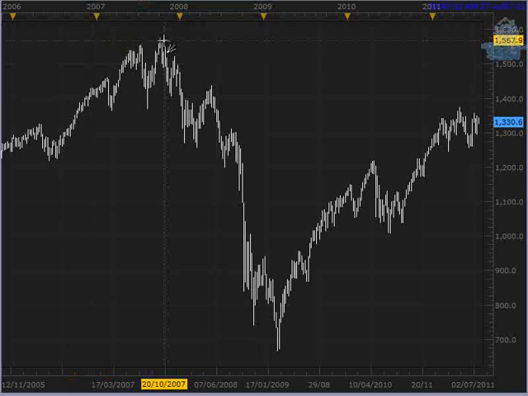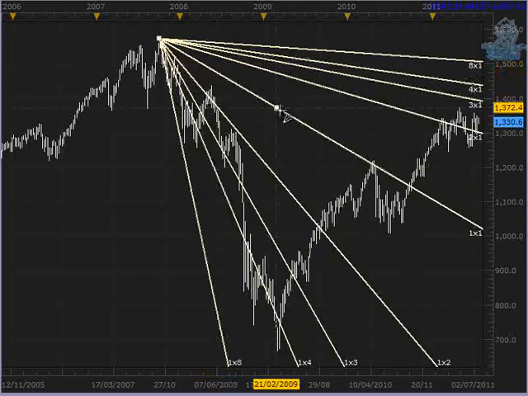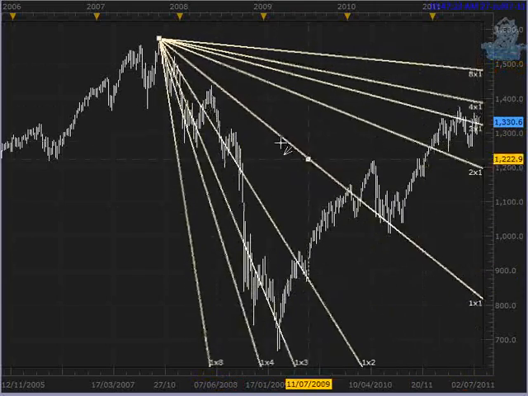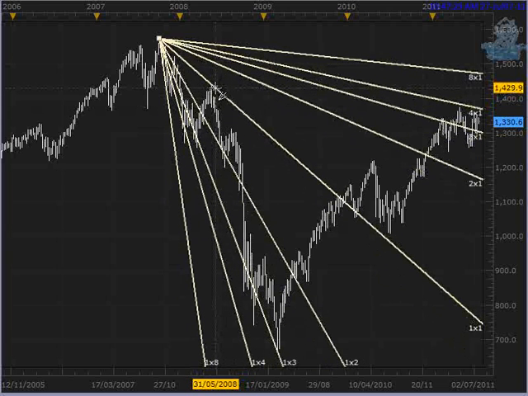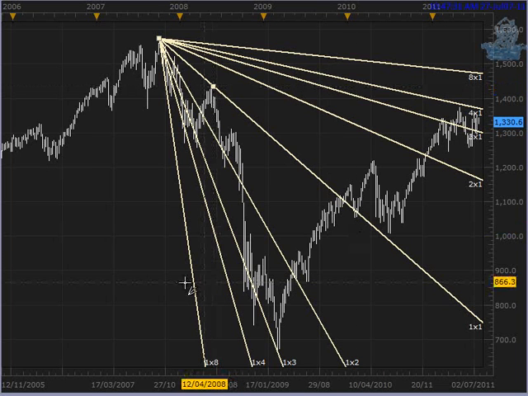The idea is you go to a high, so that's a major high in 2007, and then you line up, say, the 1 by 1 angle, which Gann said was his most important one. So there it says 1 by 1, and you line it up with a high. There's obviously an important high there, so if I line it up with that high, what I've got on here is a Gann Fan.